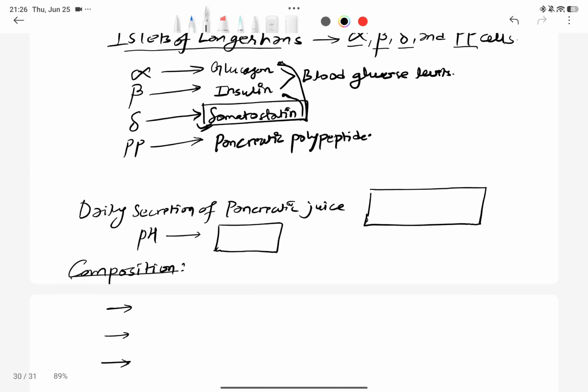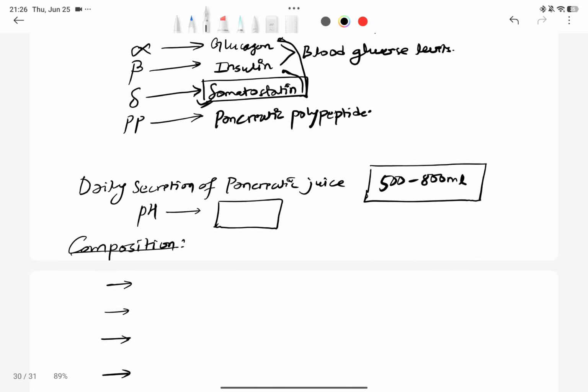Okay, so the daily secretion of pancreatic juice is about 500 to 800 ml, and the pH of the pancreatic juice is about 8.4. So it is alkaline.